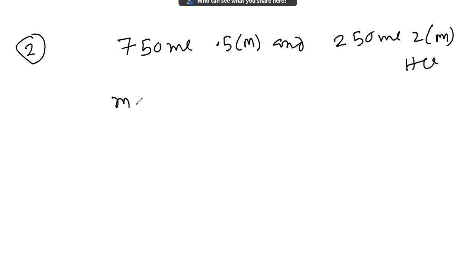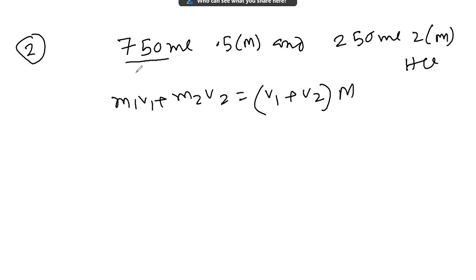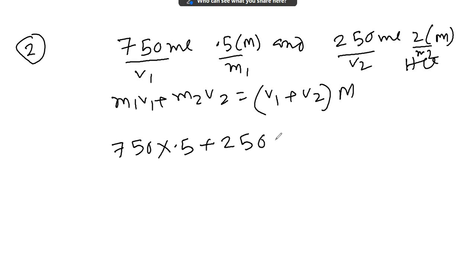You should use the formula M1V1 plus M2V2 equals V1 plus V2, the total volume after mixing, into M. M is the molarity of the resultant solution. So let us take this as V1, this as M1, this as V2, this as M2. Using the formula it will be 75 into 0.5 plus 250 into 2 equals 750 plus 250, make it 1000, into M. M you have to find out.